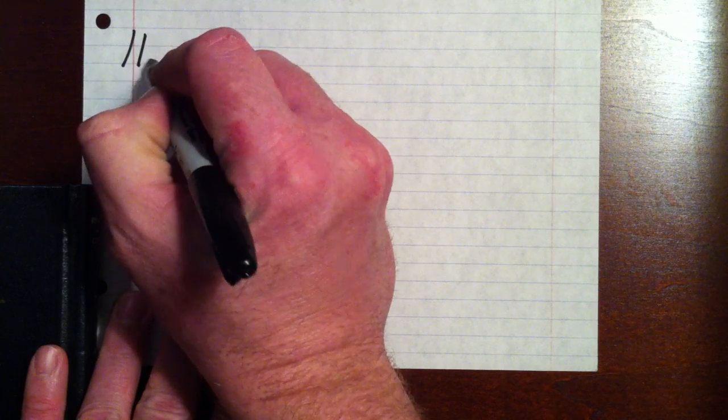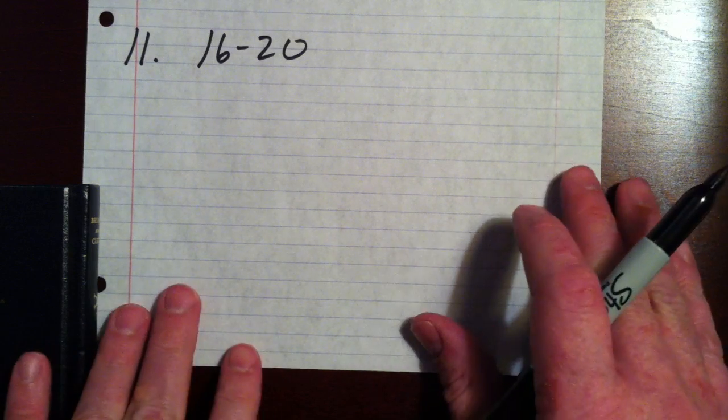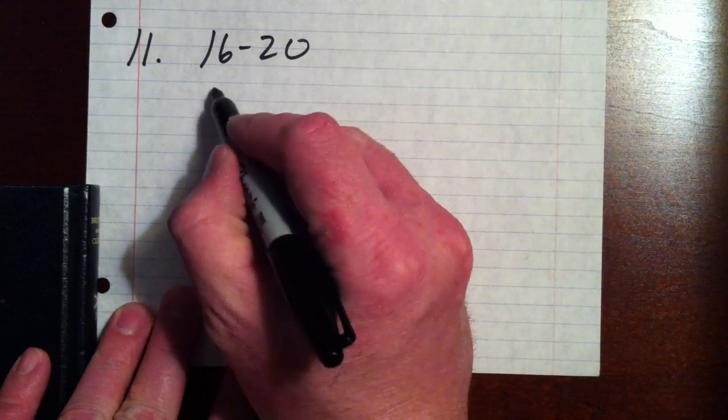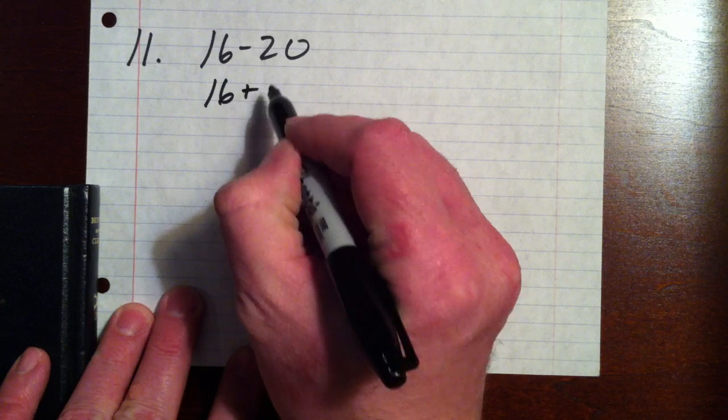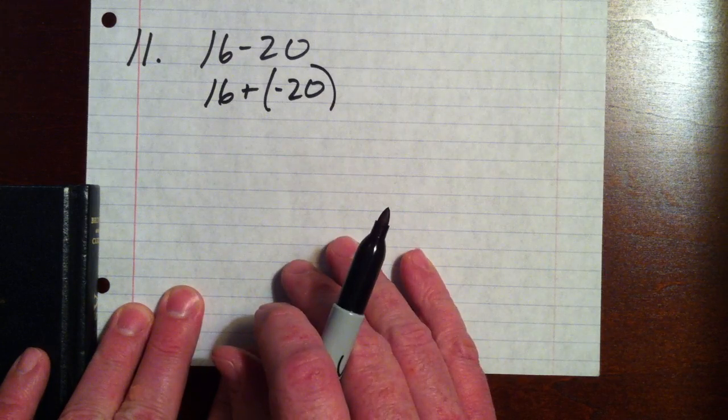Number 11 is 16 minus 20. Again, if you understand the answer is negative 4, then you don't need to worry with changing it. But if you're having a hard time, you can keep this a 16. You can change that to a plus. Change this to a negative 20.